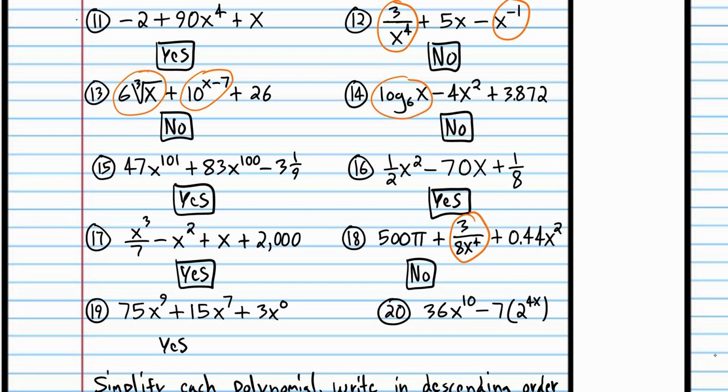All right, we're back. The answer is yes, that's a polynomial. Again, this is just 3. X to the 0 power is just 1. So if you got that right, good job. Try one more, number 20. When you come back, we'll do it together.